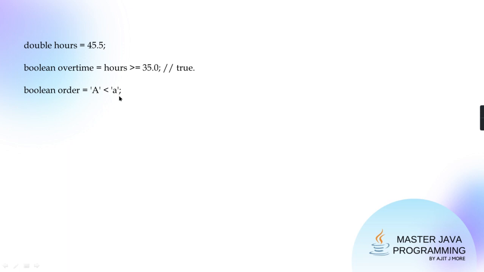Tell me about this. You are comparing one character with another character. Character comparison is legal because it's going to consider its Unicode. So capital A is 65, small a is 97. Is 65 less than 97? Yes, and therefore the answer is true. But tell me, are binary promotions applied?